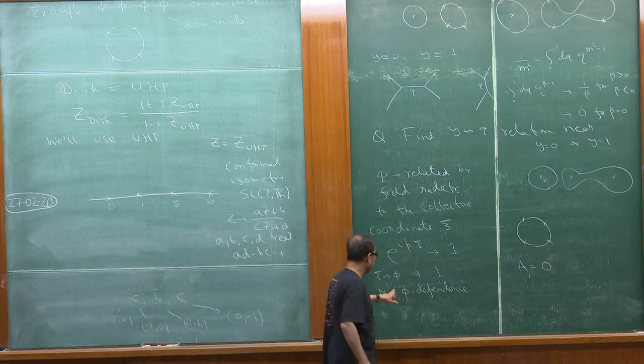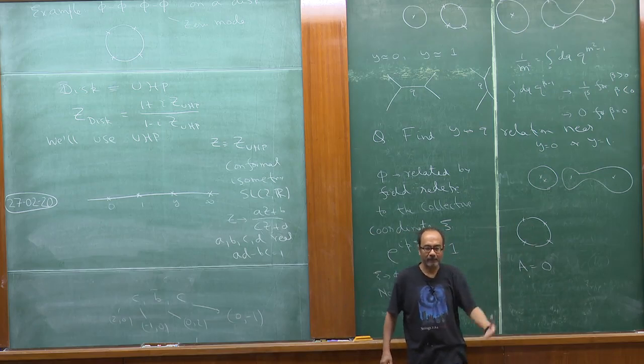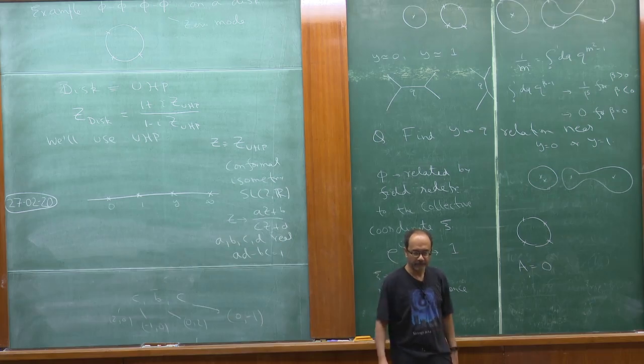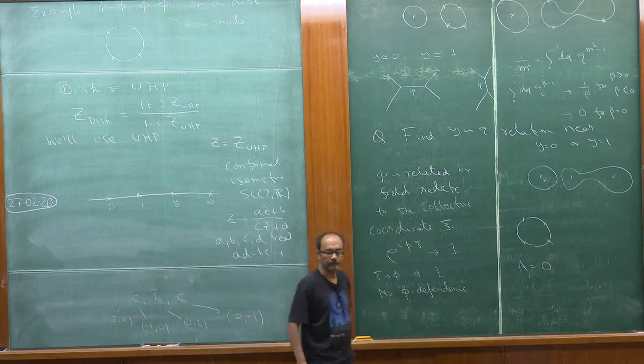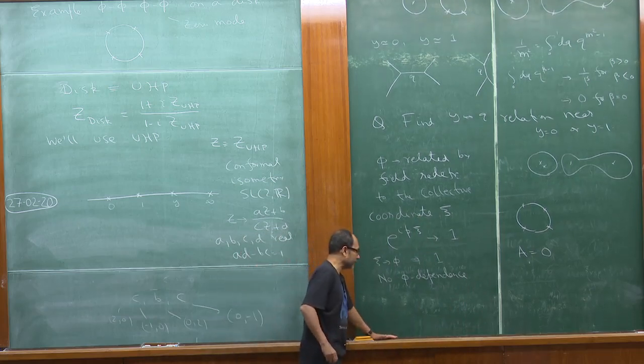Regarding phi dependence, see, 4 phi is inserted. So if this is non-zero, that means the phi to the 4th term is non-zero. But there is no phi to the 4th, there is no phi dependence. So any number of phi's inserted on the disk should give you 0. Is this clear? So how to get 0 is the question.